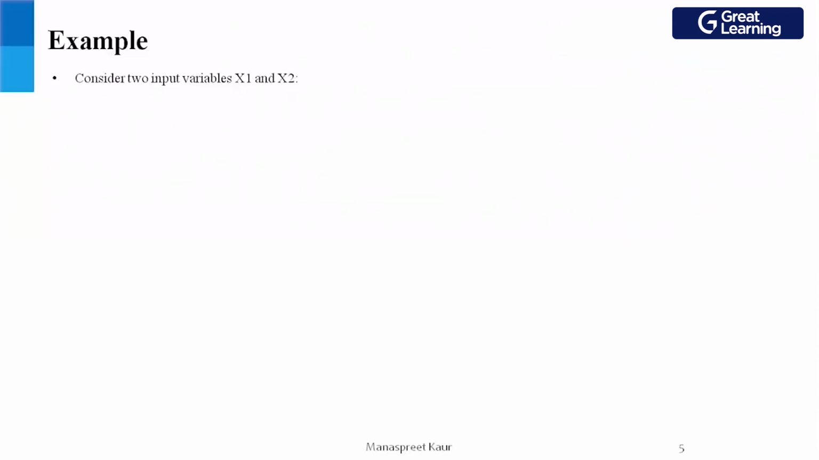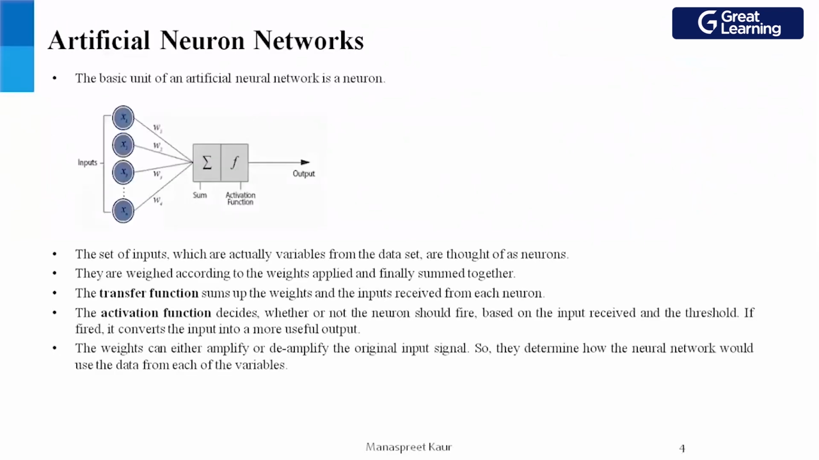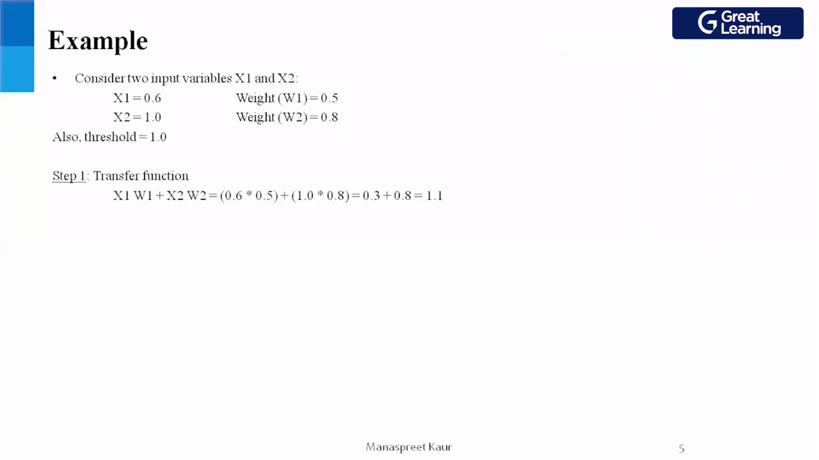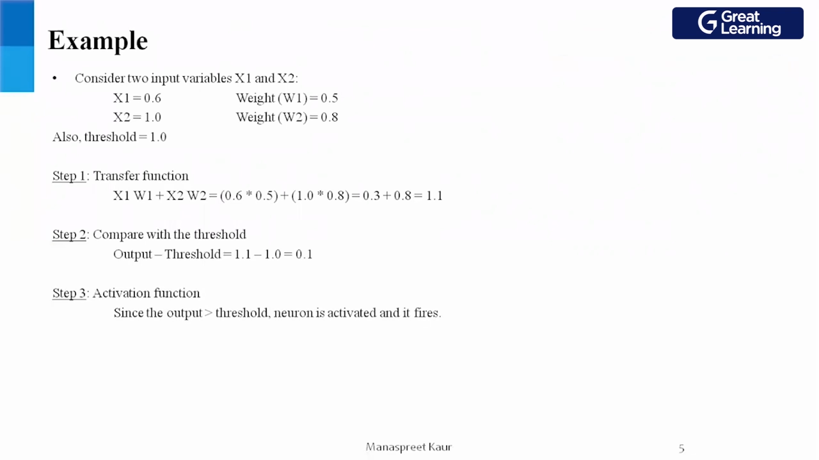This is similar to the summation function that we had seen here. Next, we compare this value with the threshold. Our value is 1.1, but the threshold is 1.0. So we see that our output is more than the threshold that was allowed. Since the output is greater than the threshold, the neuron is activated and it fires. Okay, so this is a very simple example.